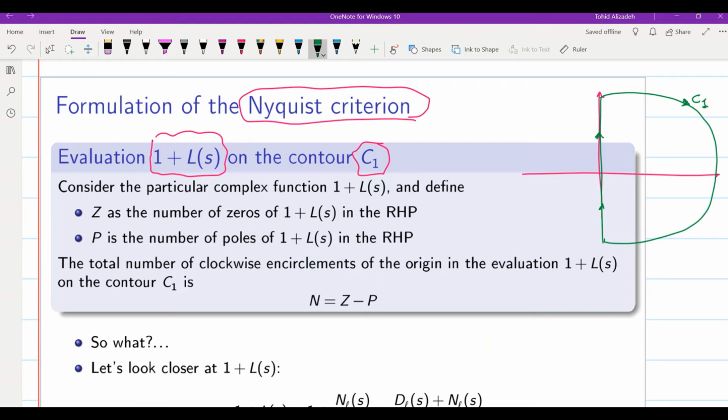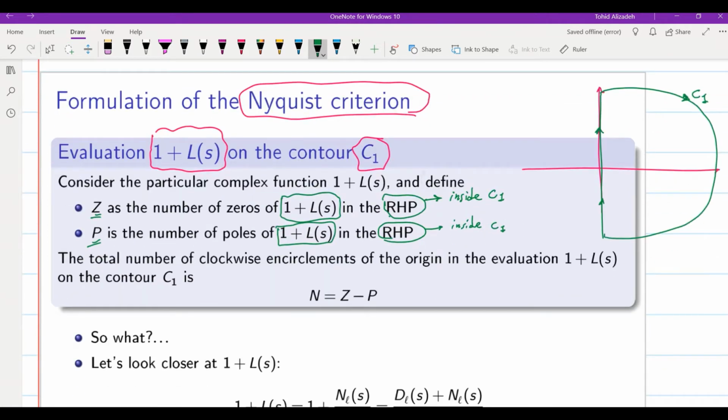Therefore, we will define Z as the number of zeros of 1 plus L in the right half plane. In the right half plane means that inside the contour C1. And P will be the number of poles of 1 plus L in the right half plane, which is indeed inside C1 again. And then we will apply the argument principle.